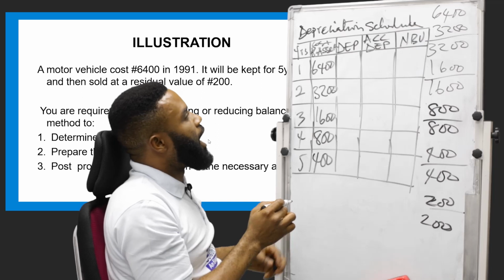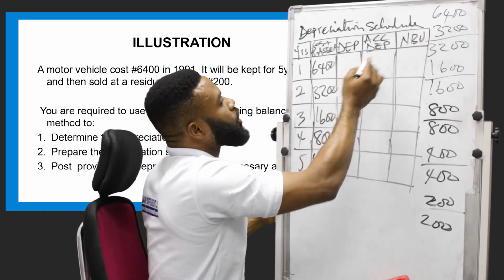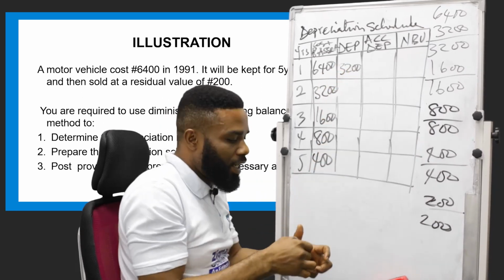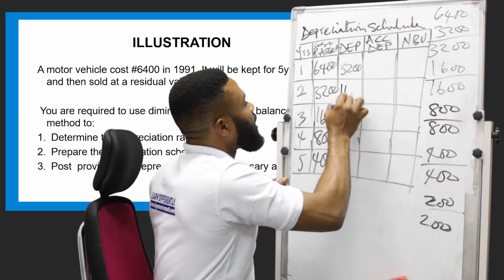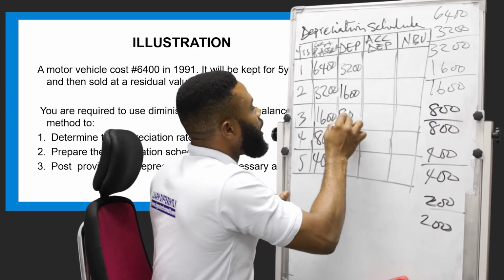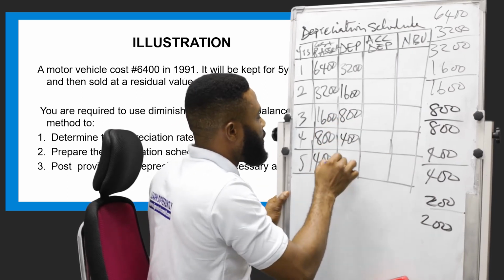And then for depreciation, I have mentioned that for year 1, the depreciation is what? 3,200. And then for year 2 is 1,600. Year 3 is what? 800. Year 4 is 400, and year 5 is what? 200.